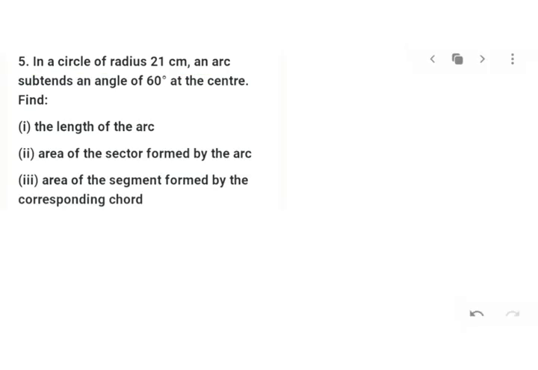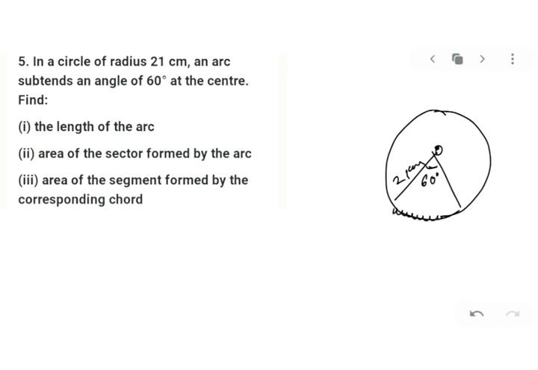Next you have in a circle of radius 21 centimeter, an arc subtends an angle of 60 degree. So radius is given to you. This is your radius 21 centimeter. An arc subtends an angle of 60 degree. So this is your 60 degree. This is the arc. If I name this as AB, so AB subtends angle AOB, which is 60 degree. You have to find the length of arc.